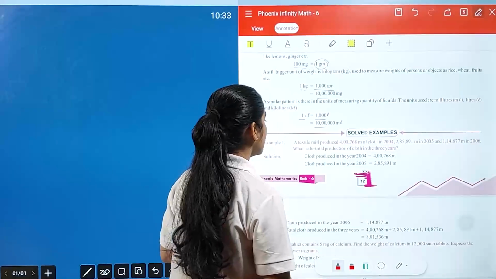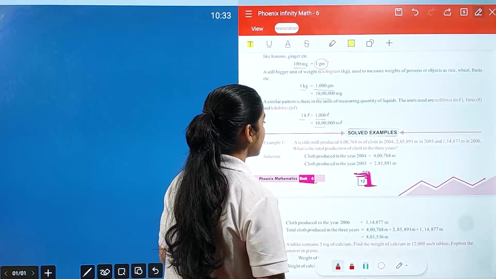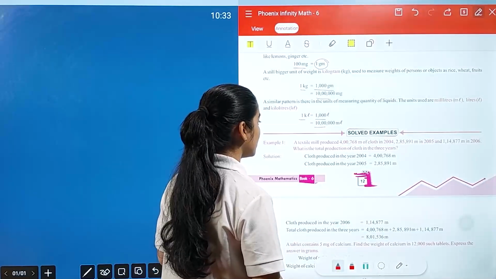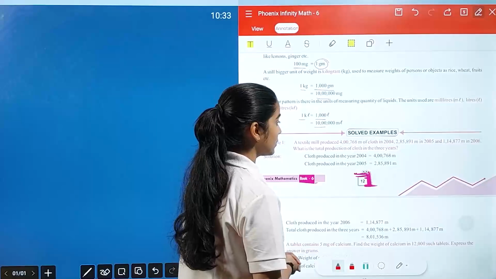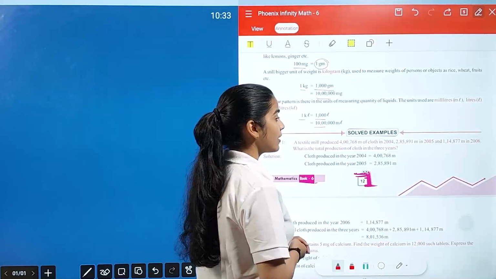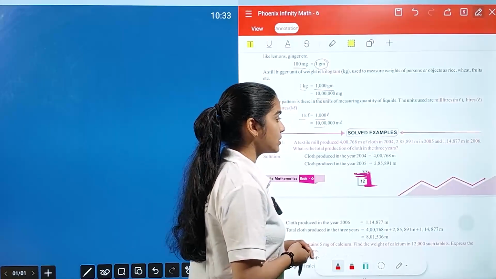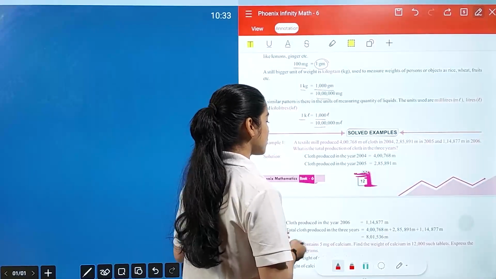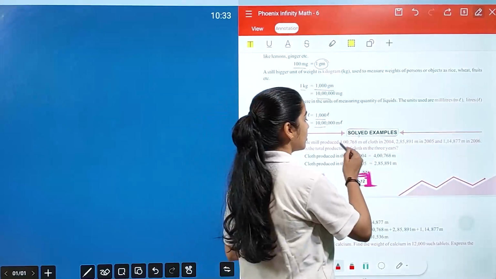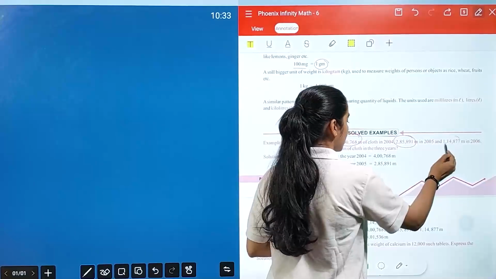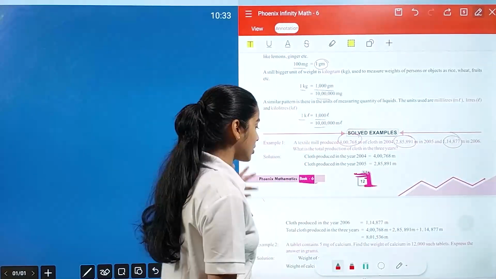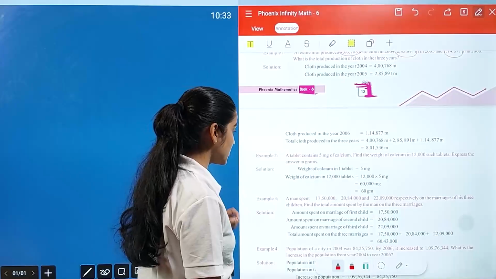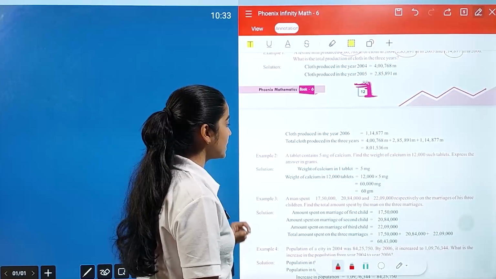A textile mill produced 4,768 meter of cloth in 2004 and 2,85,891 meter in 2005. 1,14,877 meter in 2006. What is the total production of cloth in the 3 years? So what you have to do, you have to add these 3 values together, okay, and by adding them your answer is 8,01,536 meter.